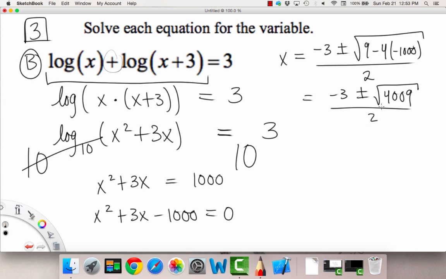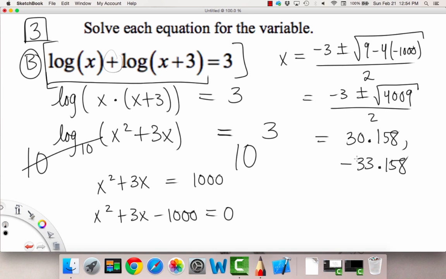When you plug this into your calculator, we actually get two answers, right? Two solutions to this quadratic: 30.158 or negative 33.158. So this is a little bit weird. Which solution is it? We have to go back to our original equation up here and see which one works and which one doesn't, and let's see if both of them work or both of them don't.